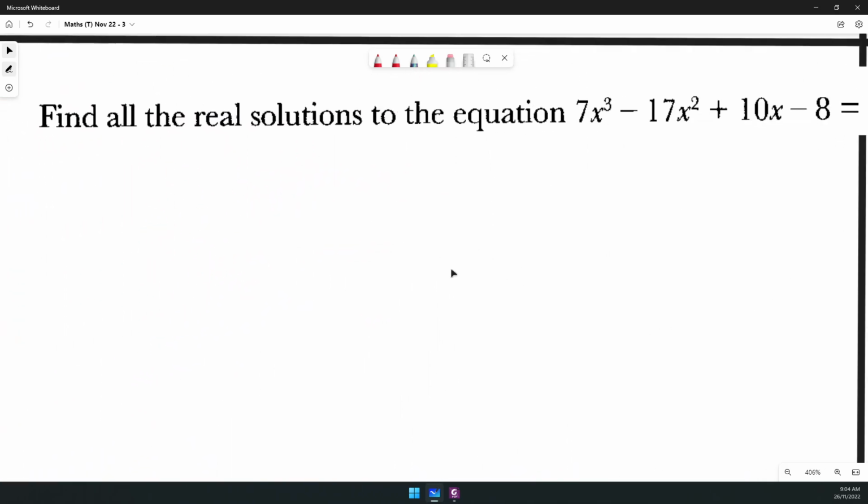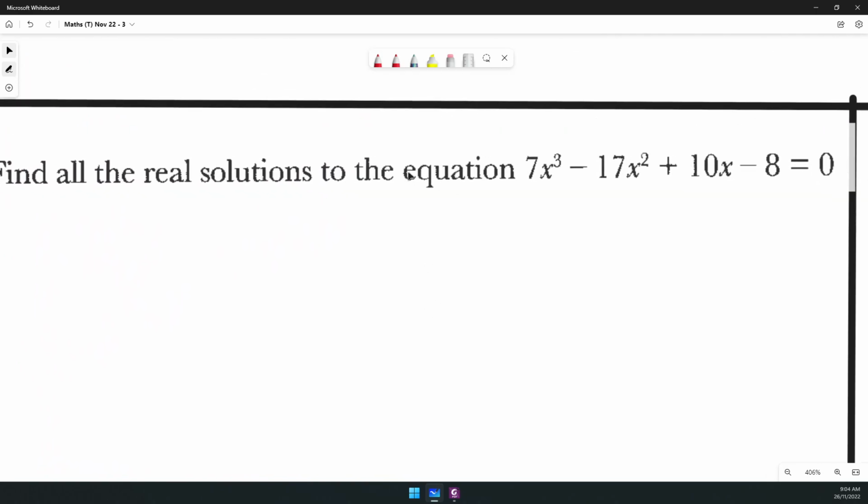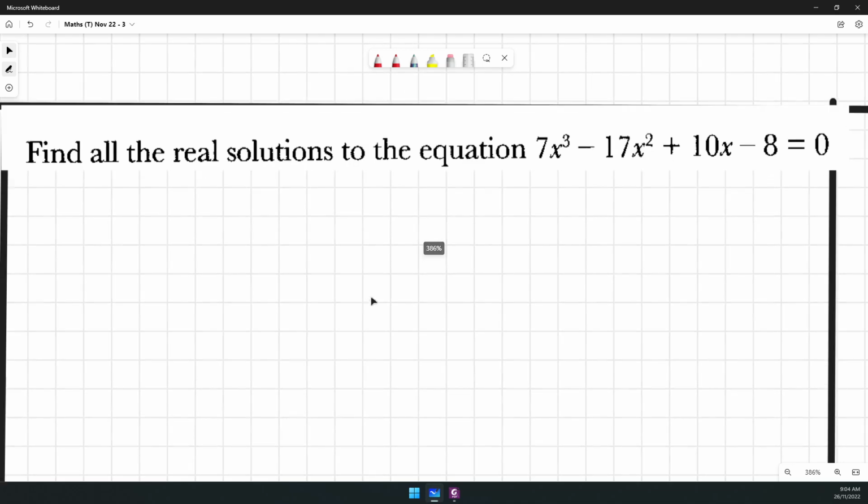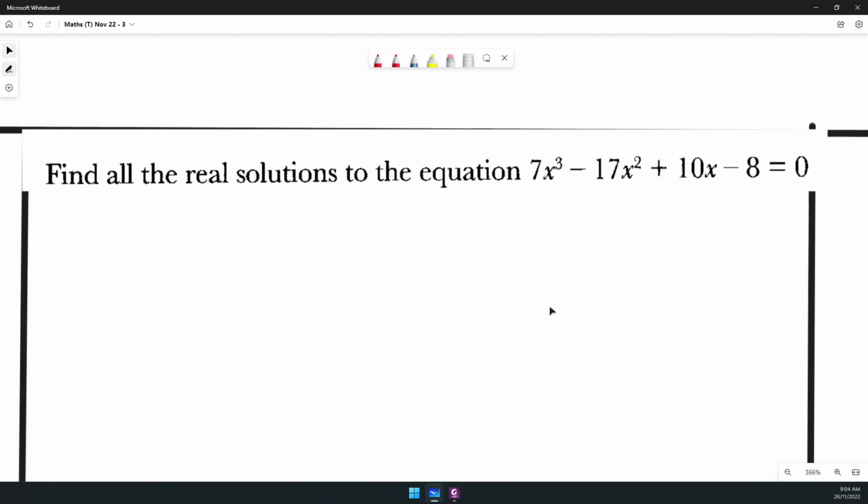Okay, let's move on. Find all the real solutions to the equation. This is a cubic equation. This one should be a bit hard. Okay, let's try. I think you guys might already have done cubics before, but let's try this question. It's 9:04. This should take around 3 to 6 minutes. Minimum 3, maximum 6. So okay, have a go.